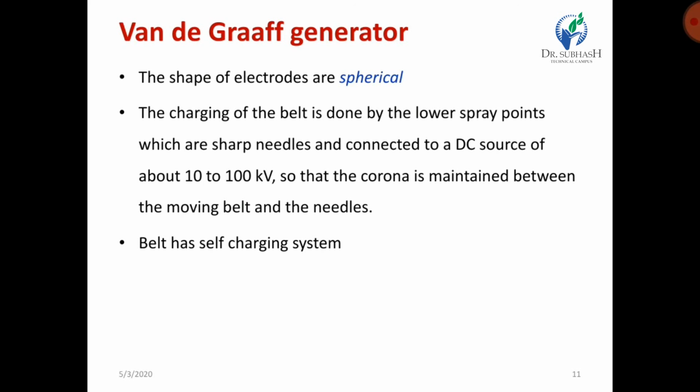So this is all about Van de Graaff generator. Thank you.